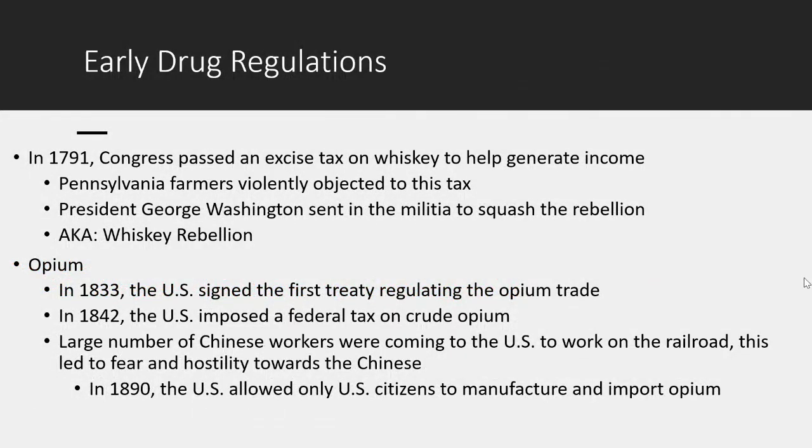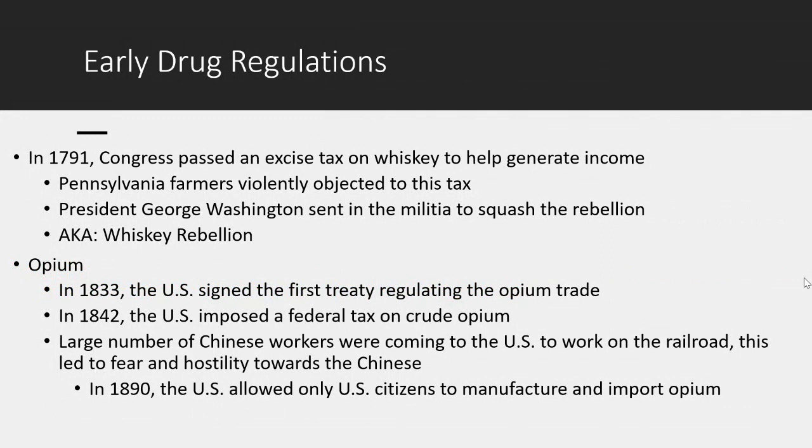When we look at early drug regulations, there are some who argue, what is the first form of drug regulation? And they will say, oh, it's from the Bible, right? Adam and Eve, don't eat the apple. And what do they do? They eat the apple. So that's one example. But really, in U.S.